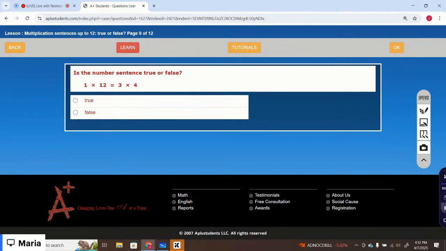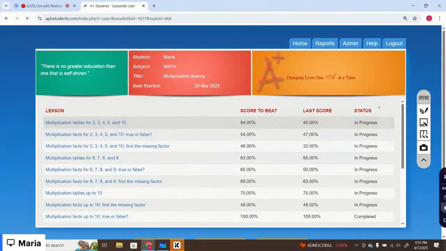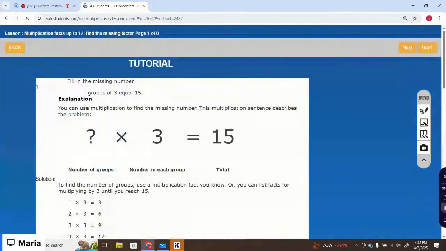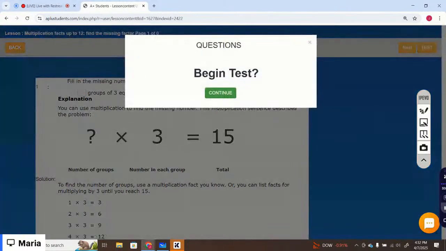Okay, you can complete the lesson by yourself later today. Let's just move on to the next lesson. The next lesson is multiplication facts up to 12, find the missing factor. Let's just start with the test questions.